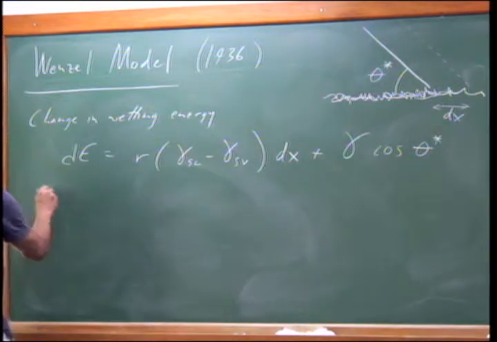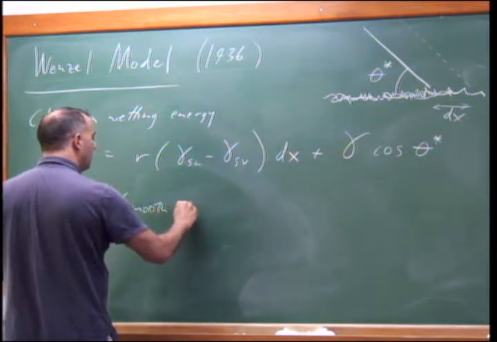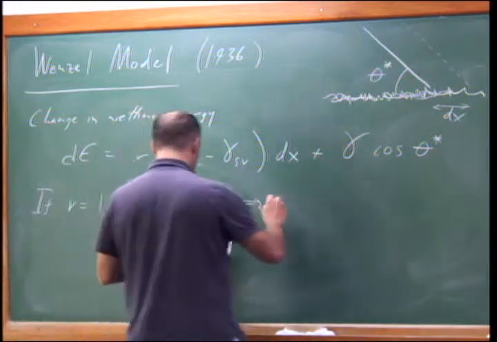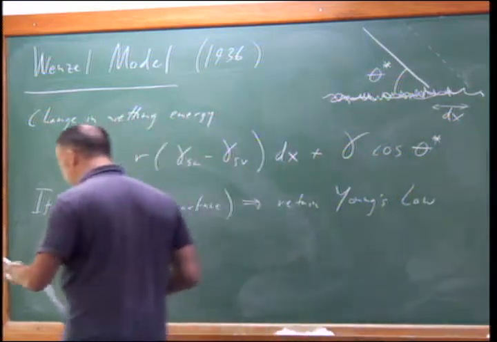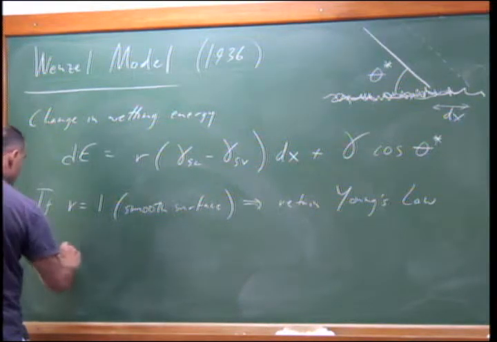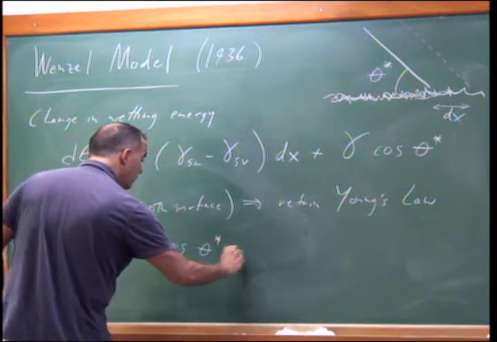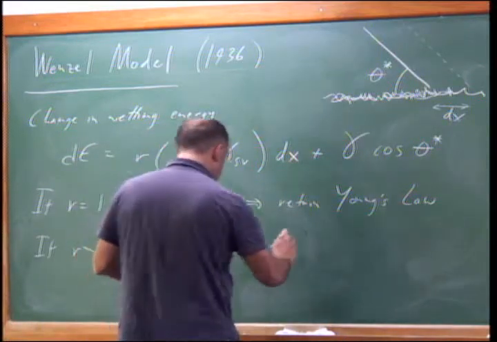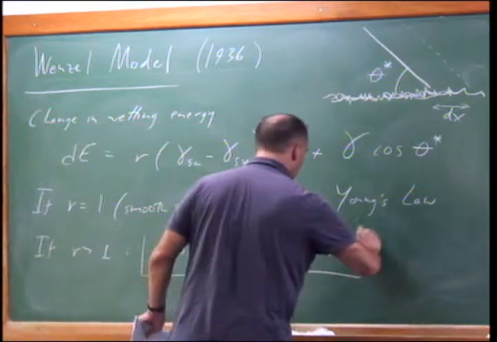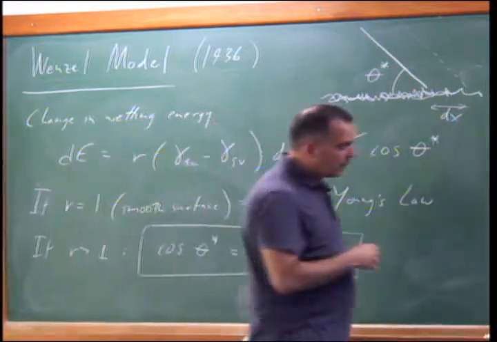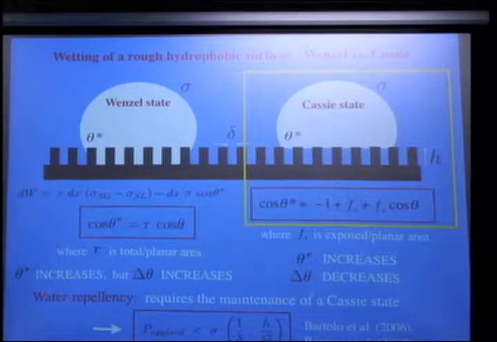So note, if R is equal to 1, that is to say we have a smooth surface, we retain Young's law for the equilibrium contact angle. But if R is greater than 1, then we get cos theta star is greater than cos of theta equilibrium by an amount R. Okay, so this is saying that it can get very large. So we can, in principle, amplify the wetting tendencies of the surface via roughness.